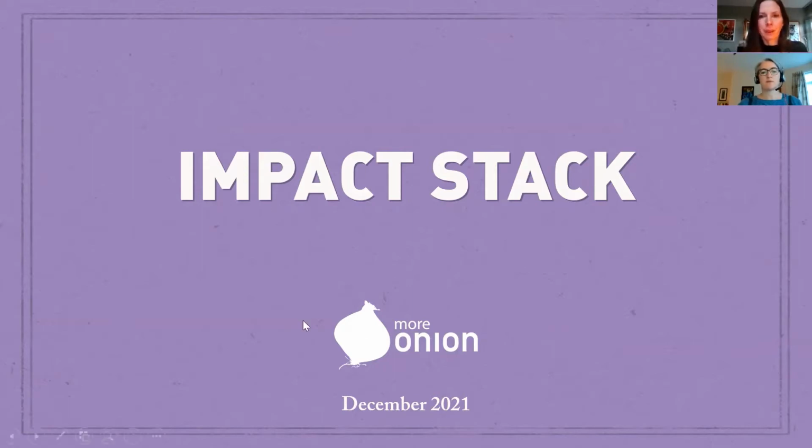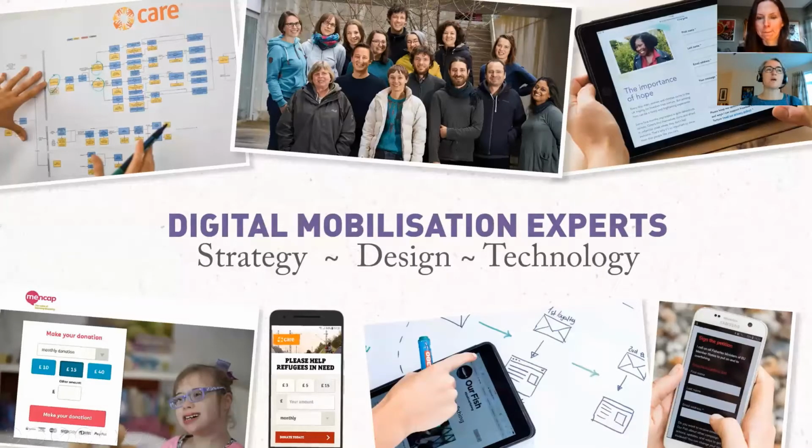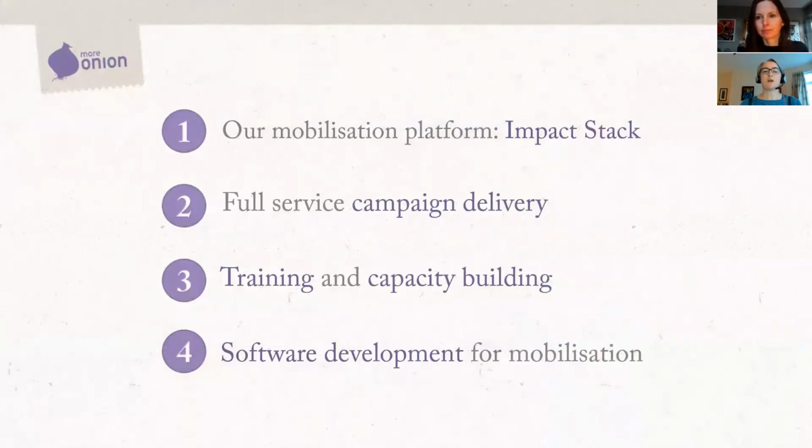So just to introduce More Onion, we're a digital mobilization specialist agency. We have a team based across Europe. Some of the team are based in Vienna, some of us in the UK, some in Germany. And we work on a range of areas that support progressive organisations with their campaigning and their fundraising. So that's the concept of the onion, that we work at different levels with our clients to support them, whether that's just software development, full campaign delivery or campaign strategy, and training and capacity building.